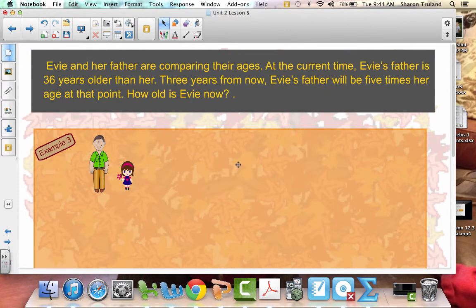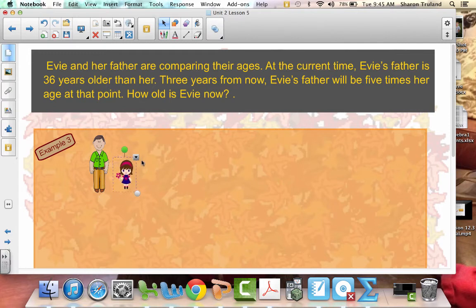Okay, last problem for the day. Evie and her father are comparing their ages. At the current time, Evie's father is 36 years older than her. 3 years from now, Evie's father will be 5 times her age at that point. How old is Evie now? Whew! All right, break it down step by step.